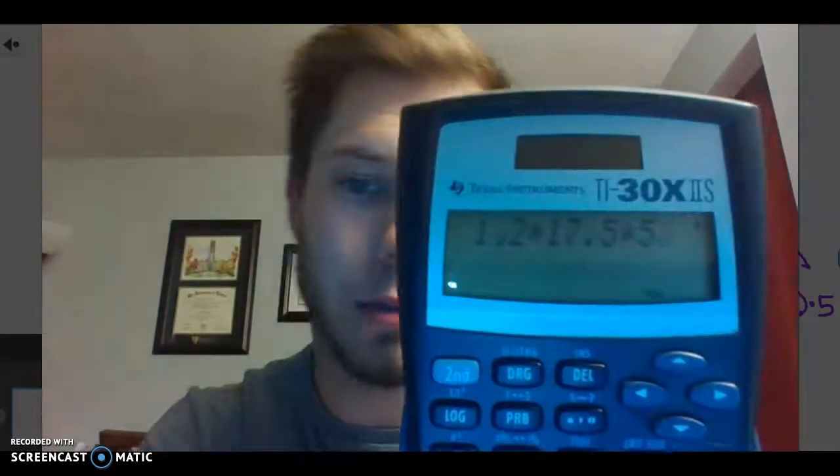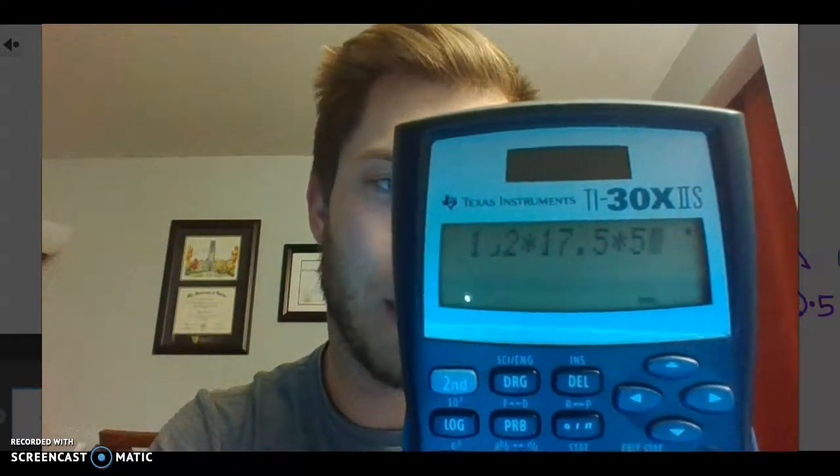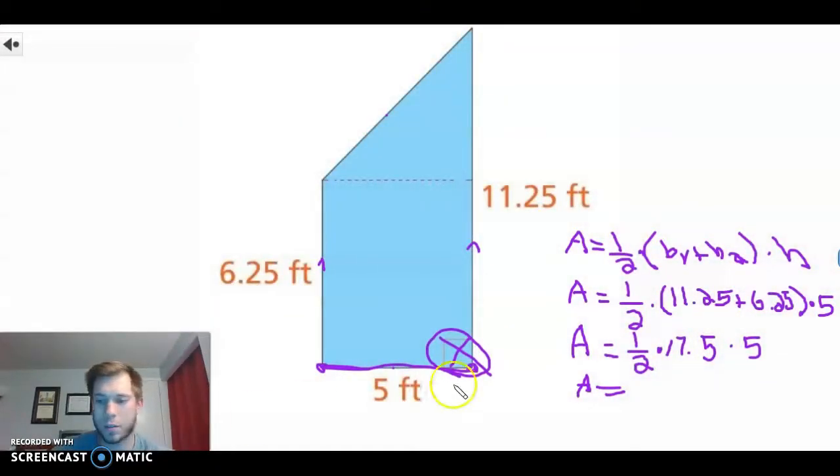Now we're going to hit the multiplication symbol. We're going to type in 17 decimal 5, so 17 and a half or 17 and 5 tenths, and multiply that by 5. Okay, this is exactly what you should have in your calculator at this moment. 1/2 multiplied by 17.5 multiplied by 5. When you hit enter, you'll get 43 and 75 hundredths.